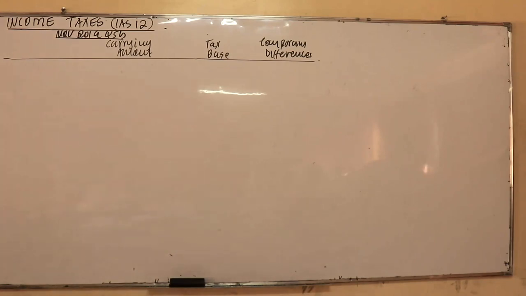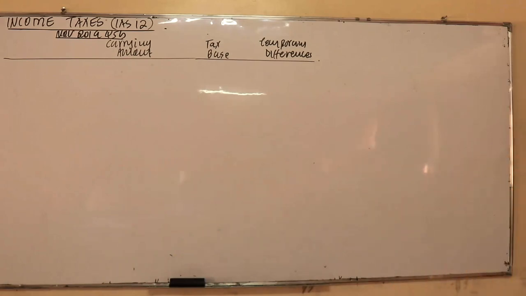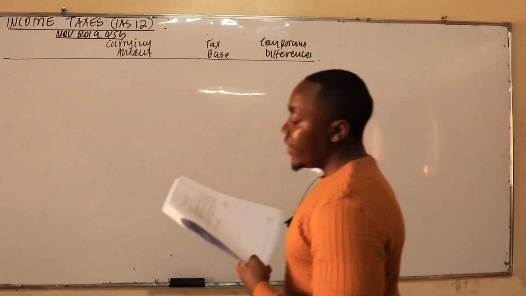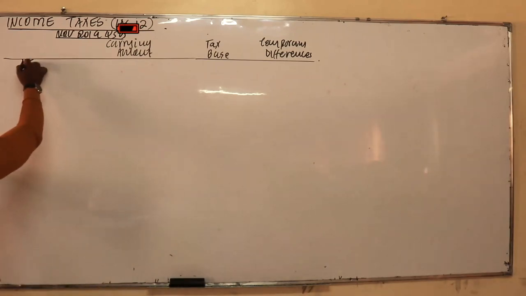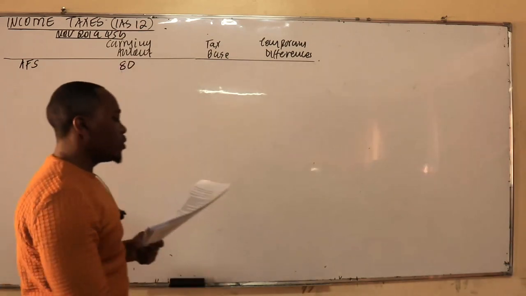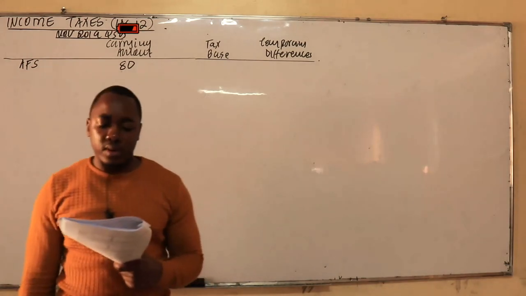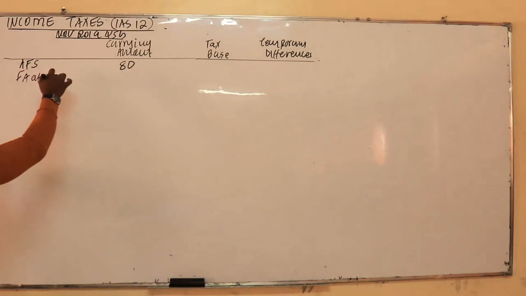Hoping you are there. We are told that Mafuta Limited had a deferred tax liability as at 1st of October 2018 of 400 million. So now that's the balance at the beginning. For the purposes of preparing the financial statement for the year ended 30th of September 2019, the following additional information is available. Number one, the company has available for sale financial asset with a carrying amount of 80 million. Kindly don't copy yet, I'll give you time to copy. And financial asset at fair value through profit and loss of 40 million.